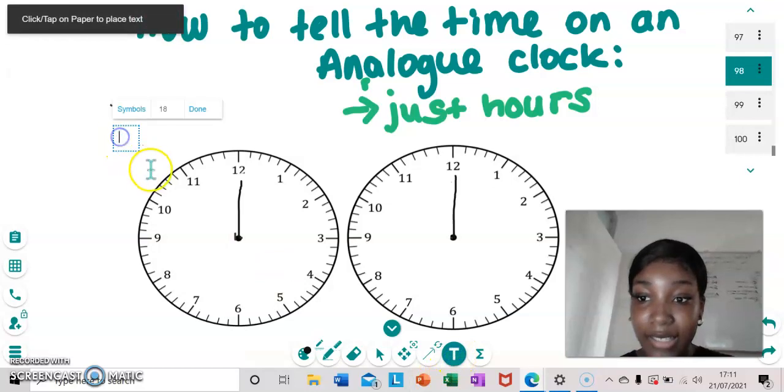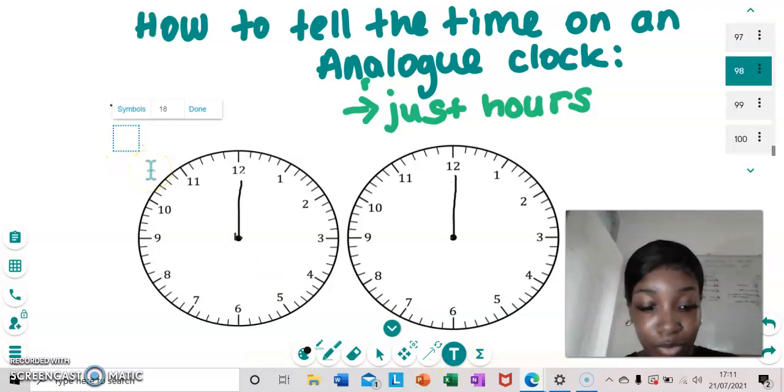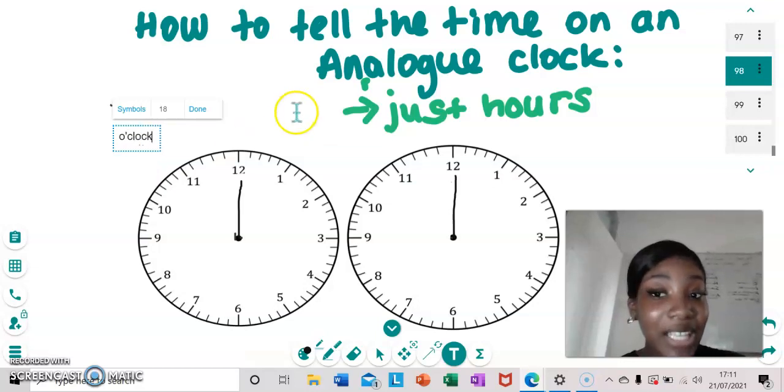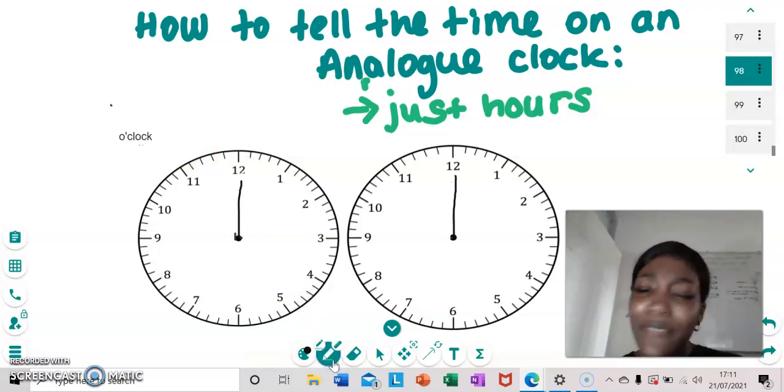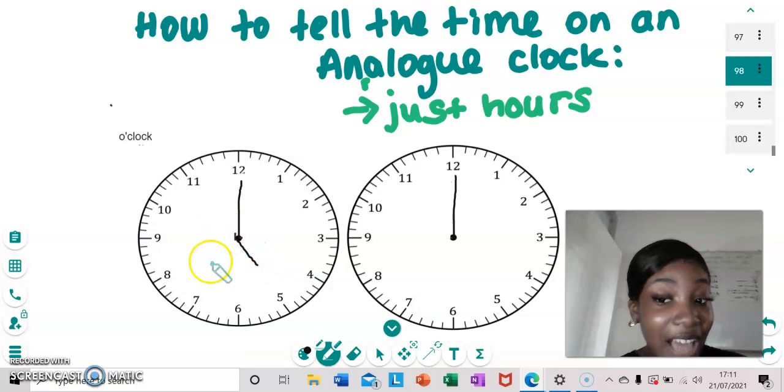We write it like this. O apostrophe clock, which means it's the hour that the short hand is pointing to, or the number that the short hand is pointing to. So if I wanted to say that the time was 5 o'clock, where would I draw my short hand on this clock? That's right, I would draw it here. And remember, this hand has to be shorter than the long hand to show that this is the hour and this is the clock. Okay?